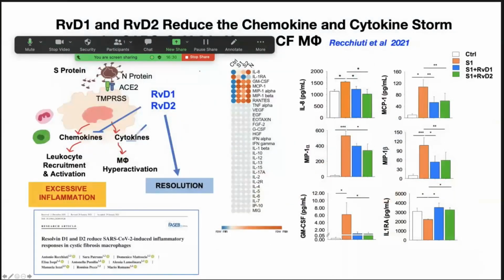Well, we're gratified to see this publication recently from Antonio Recchiuti and his group, Mario Romano, with human cystic fibrosis macrophages exposed to the spike protein, which turns on chemokine and cytokine pro-inflammatory response. That was sharply reduced with Resolvin D1 and D2. And you can see the evidence in their gel, and this was recently reported in this publication. Very exciting.